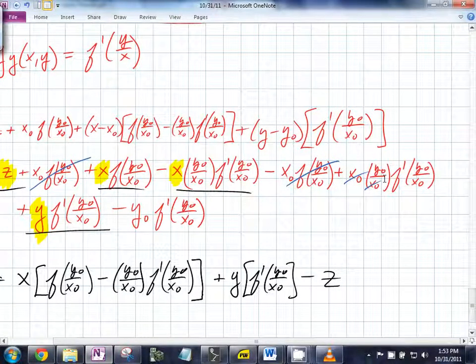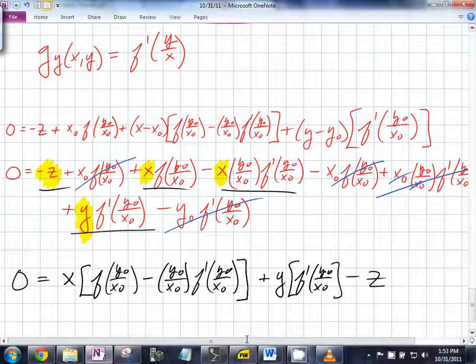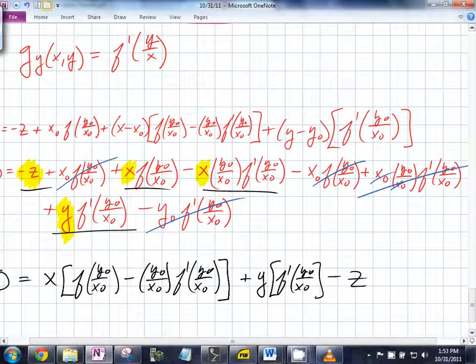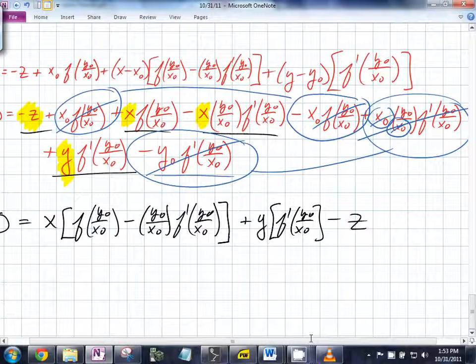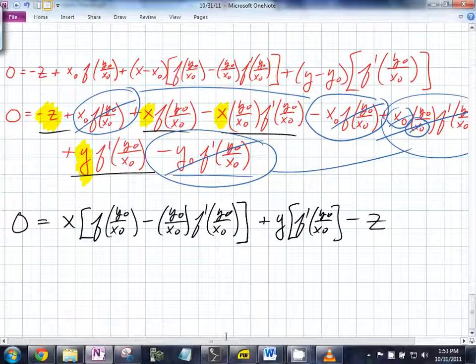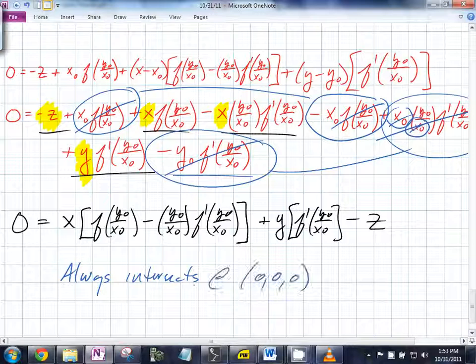Okay, so look right here. There's an x naught and an x naught that cancel right there. And you're left with y naught times f prime of y naught over x naught. And you're left with the same thing right here. So this cancels with that, and you're left with this thing right here. So they always intersect at 0, 0, 0. Wow. Pretty cool, huh? And the way they say it, any plane whose equation is of this form must always pass through the origin. Cool, huh?